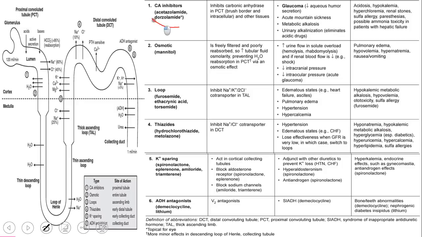So your calcium inhibitors like acetazolamide, sorry, not calcium, goodness gracious, I thought that was wrong. Carbonic anhydrase, goodness gracious. So this first one I said earlier was calcium. It's not calcium, it's carbonic anhydrase inhibitors. This is talking about what it's useful for. So it inhibits the carbonic anhydrase in the proximal convoluted tubule, brush border, intercellular, and other tissues. So that's taking place right there. Useful for glaucoma, aqueous humor, decreases aqueous humor secretion, acute mountain sickness, metabolic alkalosis, all these things we talked about earlier. It's all here.